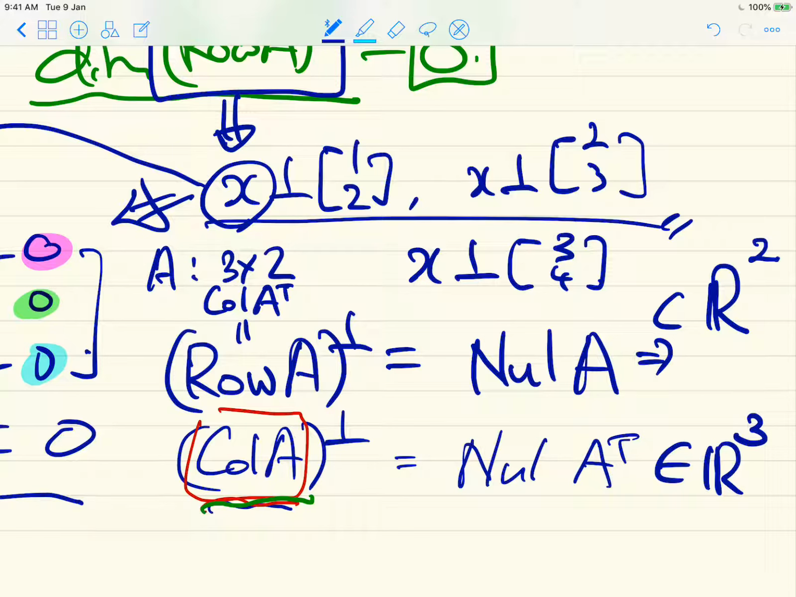So if A is m by n, then this one will be n, and this one will be m, right? So your matrix A's column space and the null space of A transpose will be complementary to each other, and they live in the m-dimensional space. And the row space of A and the null space of A are both living in n-dimensional space, and they are also complementary. They are subspaces complementary to each other.